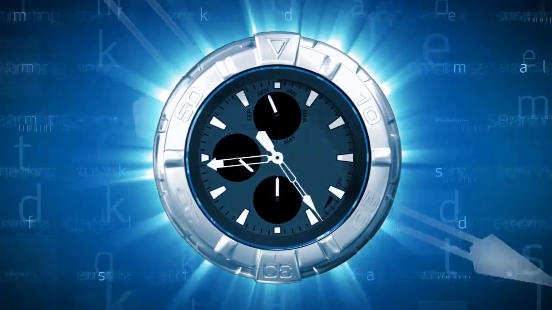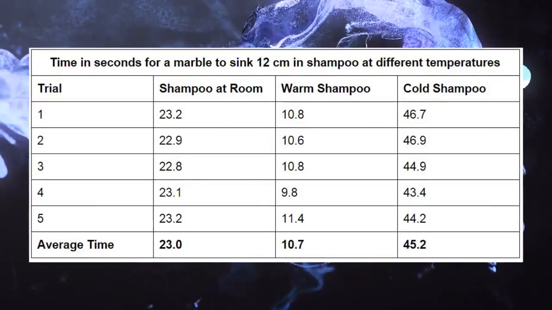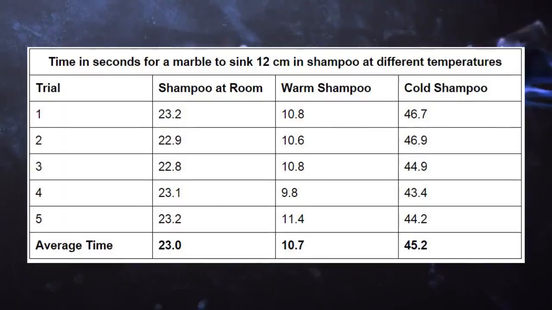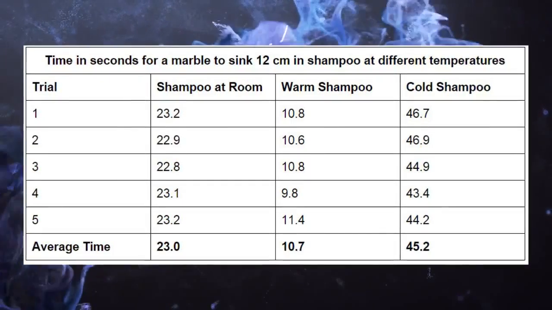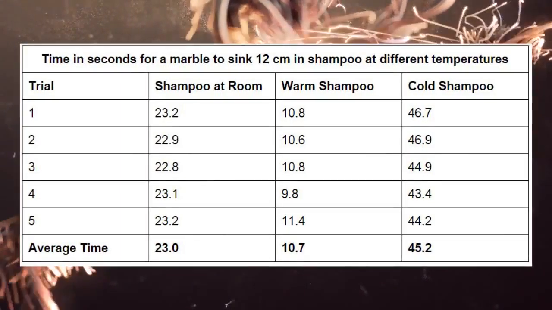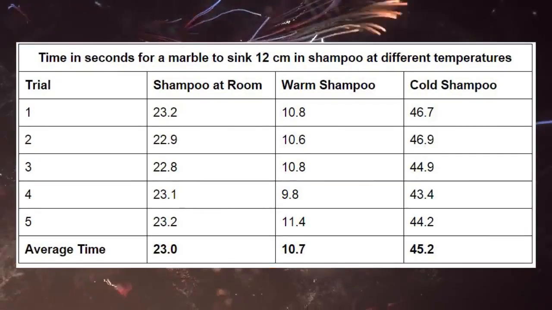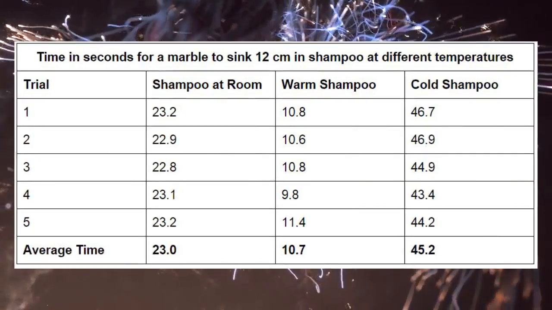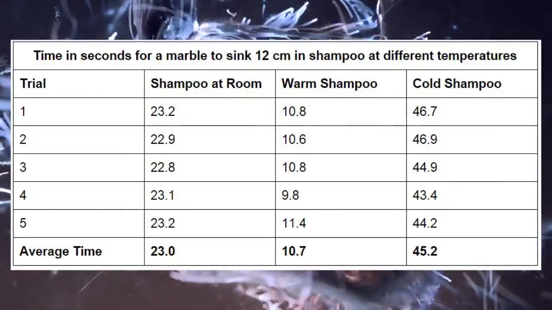We measured the time it took for the marble to sink from the top to the bottom of the shampoo at 3 different temperatures. The time for the marble to sink in shampoo at room temperature was greater than the time to sink in warm shampoo and less than the time to sink in cold shampoo. From the data, we see that cold shampoo has a higher viscosity than warm shampoo and shampoo at room temperature. Thus we can infer that the viscosity of shampoo increases as the temperature decreases.